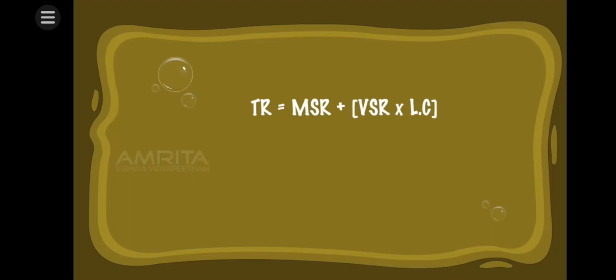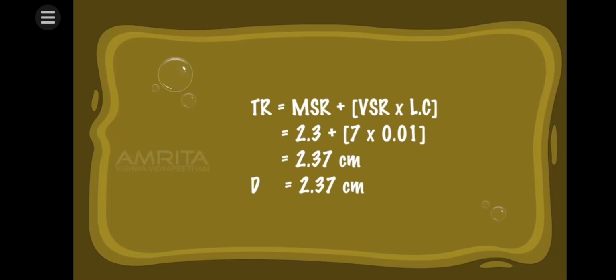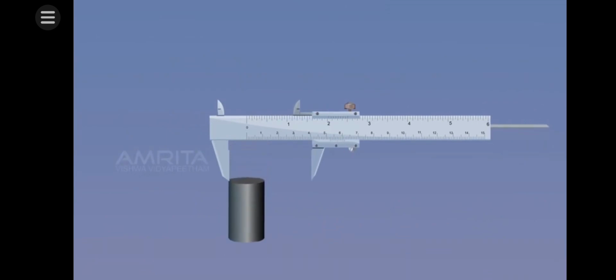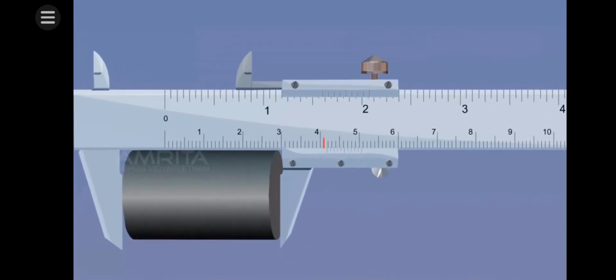Calculation: TR is equal to MSR plus VSR into least count. That is equal to 2.3 plus 7 into 0.01, which is equal to 2.37 centimeters. That is D is equal to 2.37 centimeters. Now, place the cylinder lengthwise in between the outer measuring jaws of the vernier calipers and note its MSR and VSR readings.